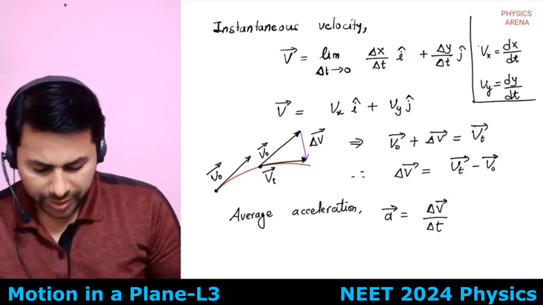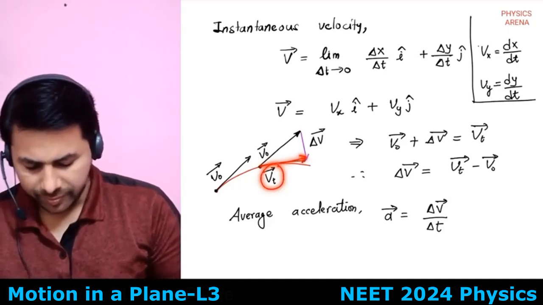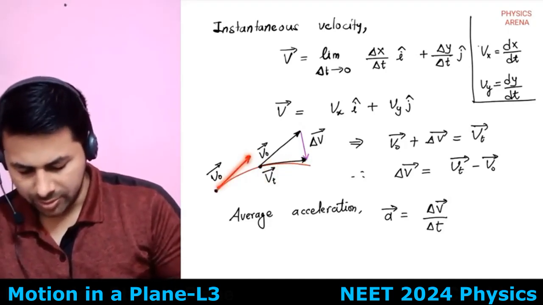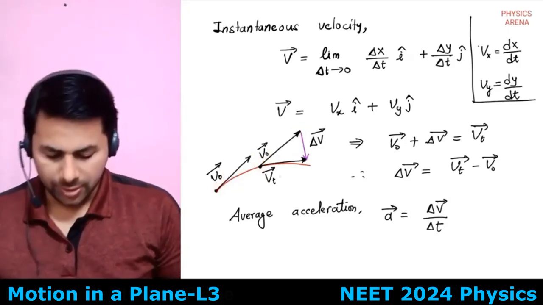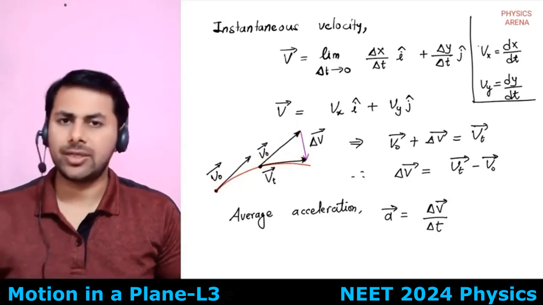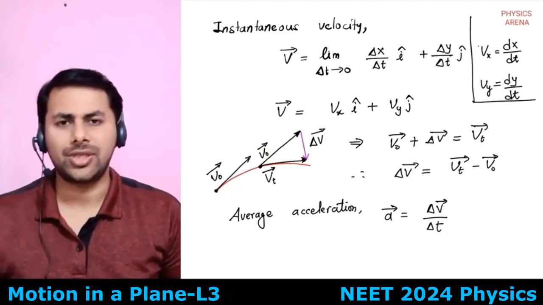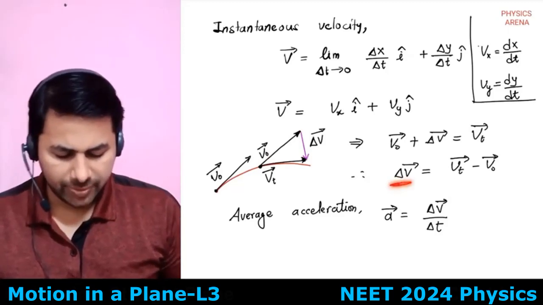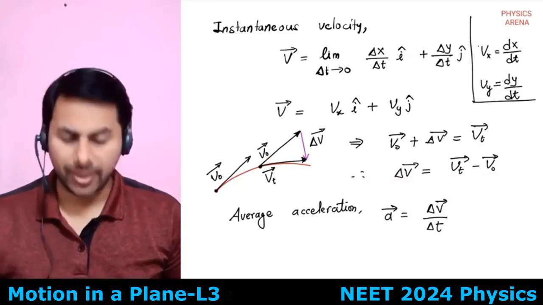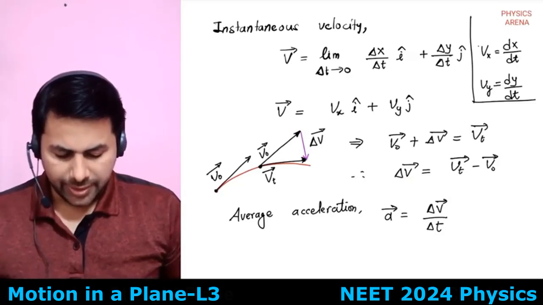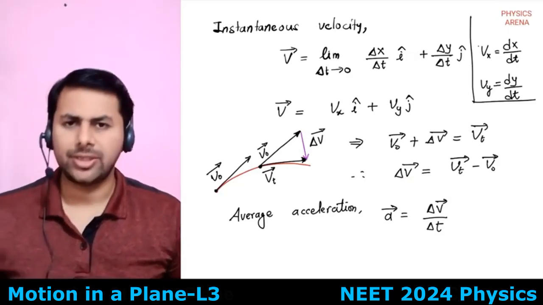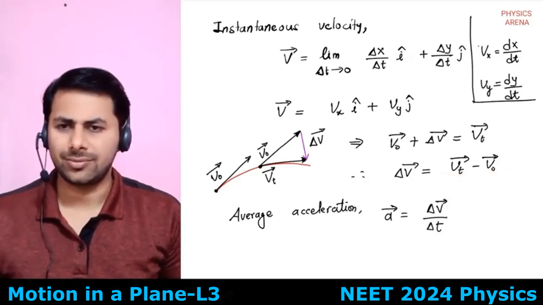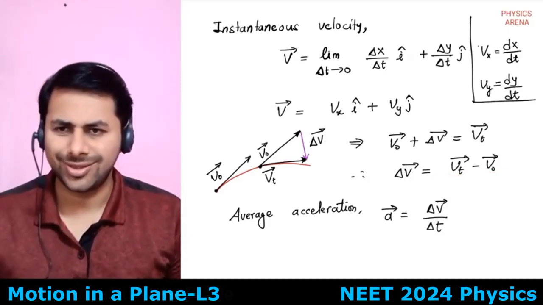Then if you take this vector, which is vt, minus this vector, to subtract, we can put this vector over here. This vector minus this vector will give us delta v bar, that is the change in velocity. So delta v bar is equal to vt bar minus v naught bar. If you want average acceleration, you can just find it using this difference divided by delta t. So this is okay.